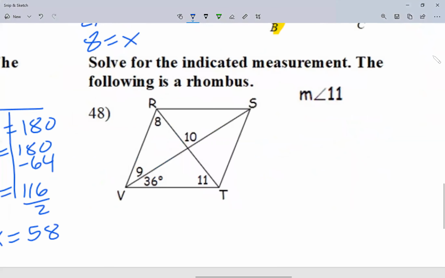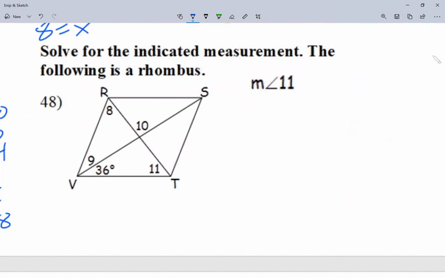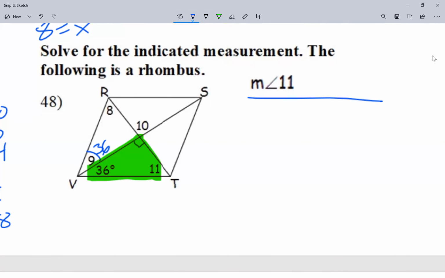Take a look at question number 48. Solve for the indicated measurement. The following is a rhombus. Okay. So in a rhombus, I can solve for angle 9. I know that's 36. And I know this angle in the center, that's 90 degrees. So I'm looking at everything that I can solve. I could easily solve for angle 10, right? That's 90 degrees. But my focus right now is in this triangle because I'm asked to solve for angle 11.